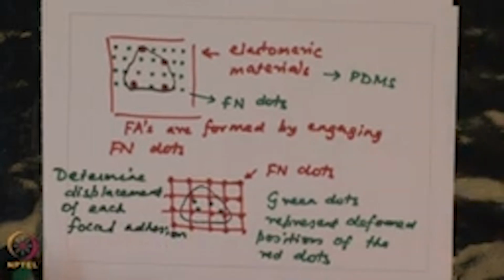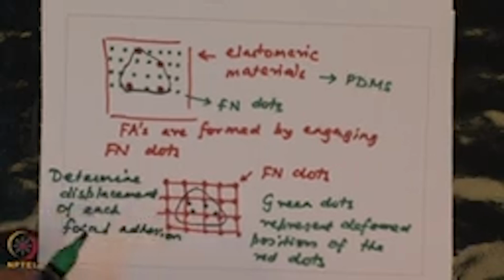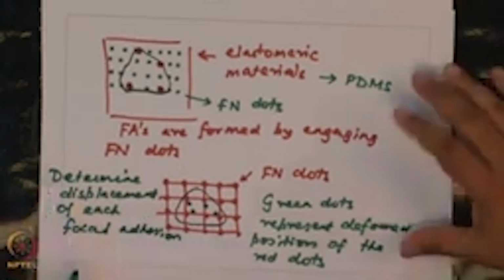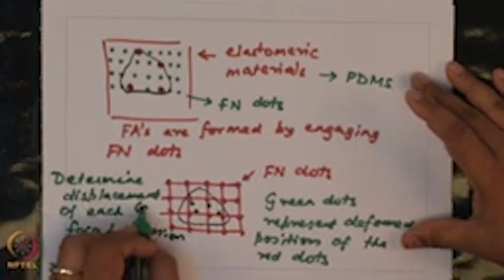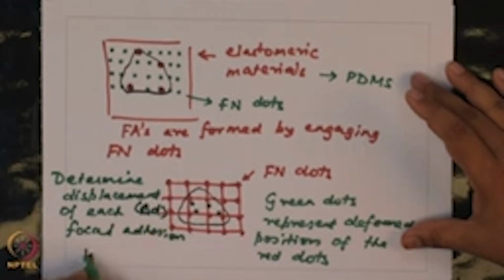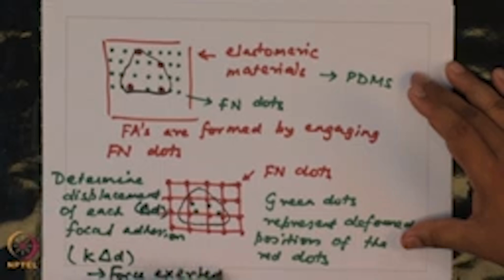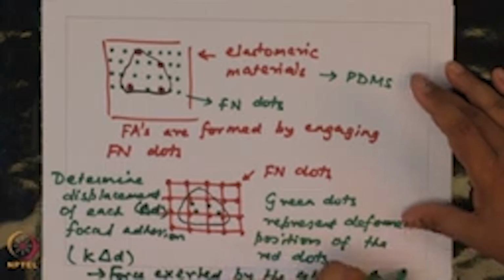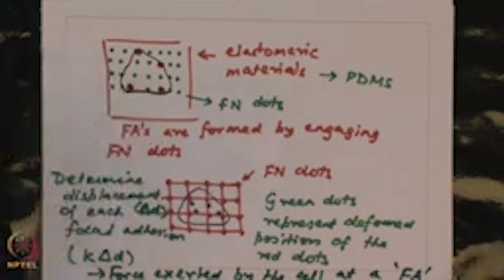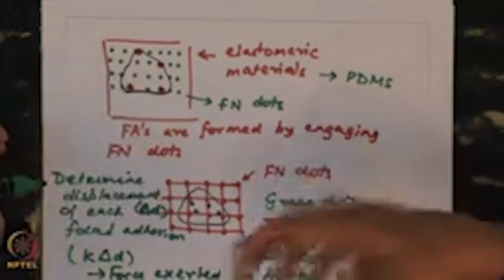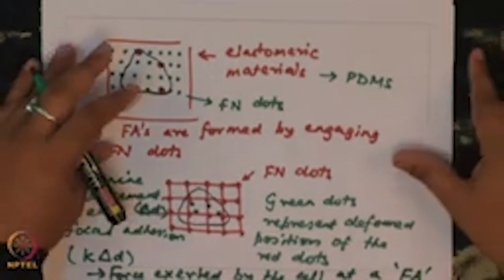So, this allows you to find out how much the displacement of each of these positions has been, and because this material is elastic, you can just multiply this delta D by the spring constant of the material. So, K delta D is the force exerted by the cell at a focal adhesion. Using this strategy, you can quantify the force that the cell is exerting at the focal adhesion.